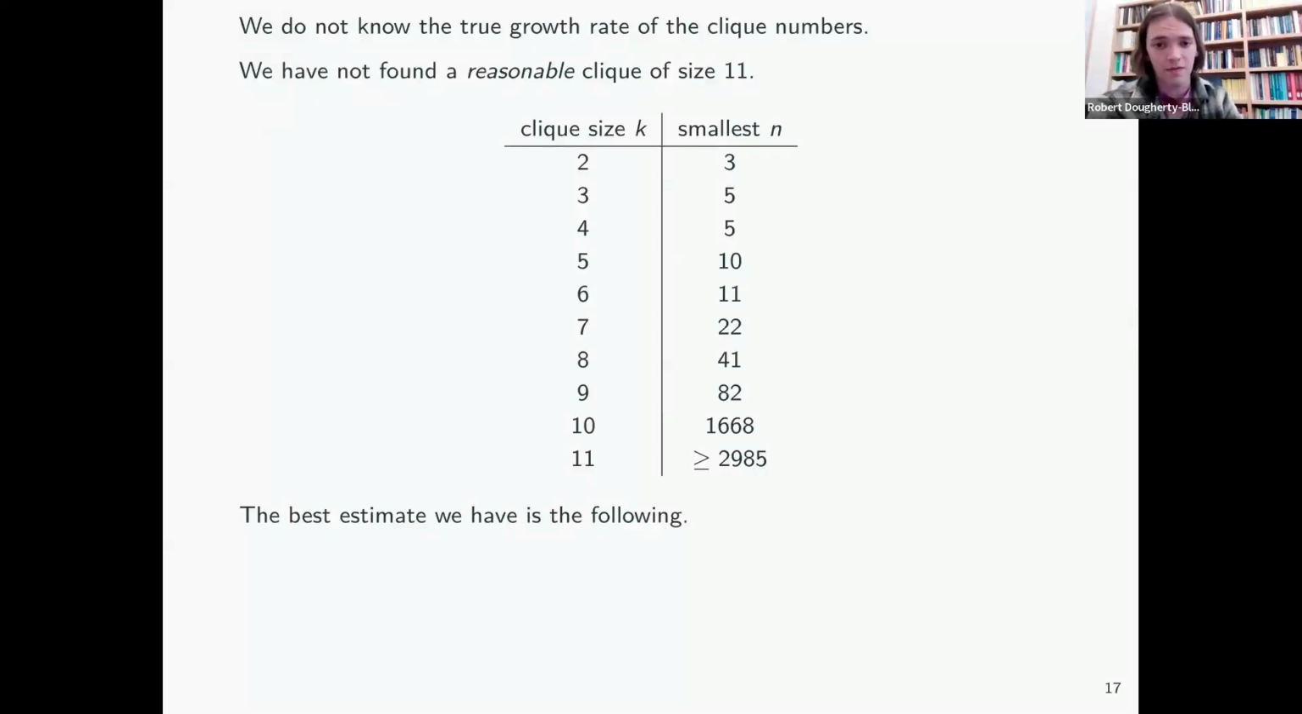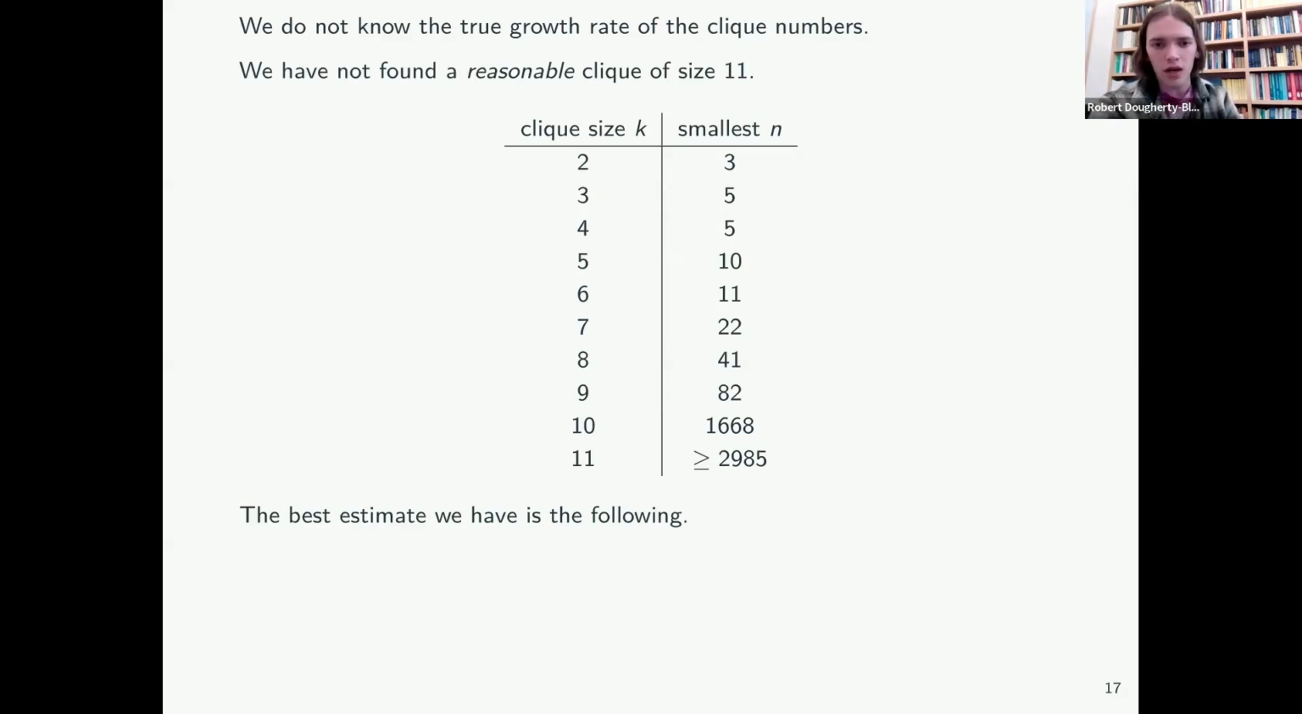We have not yet found a clique of size 11. We know there's a clique of size 11, we can write it down, but we don't know when the first time that happens is. We do know that the degree has to be bigger than 2,985, and probably has to be bigger than 3,000. But we haven't finished running those computations just yet.